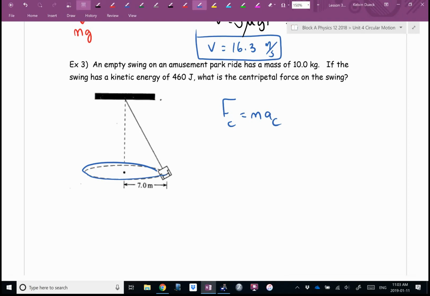I'm going to use the one with the v in it. Okay? So I'm going to go here, and I'm going to pause. I got the mass, 10. I got r from the picture, 7. Over here, let's write down KE equals a half mv squared.